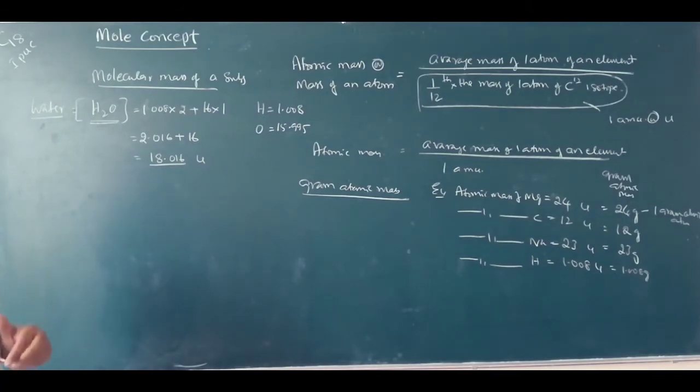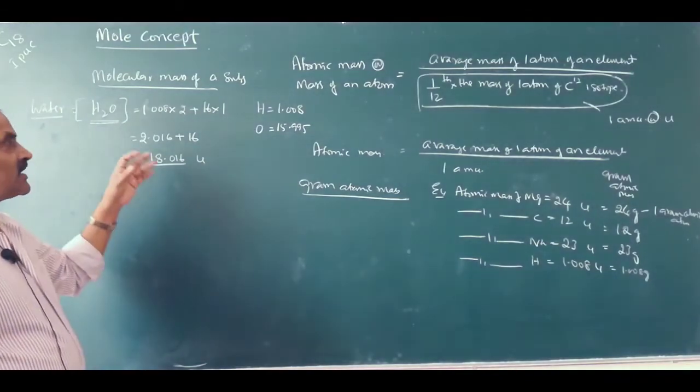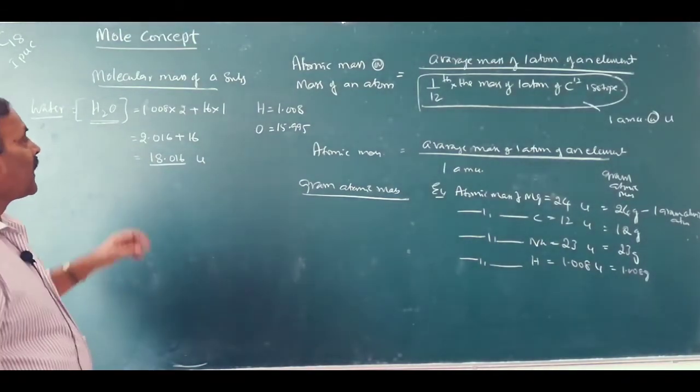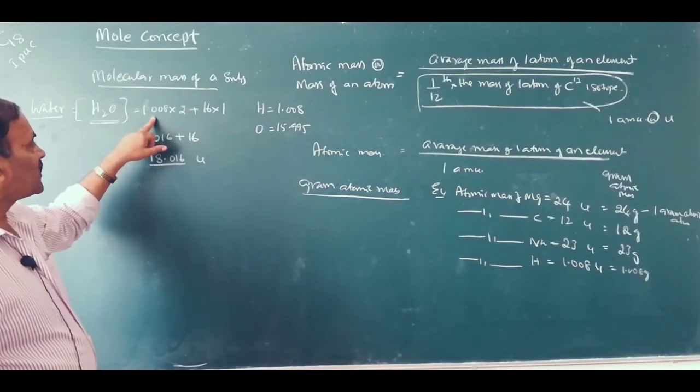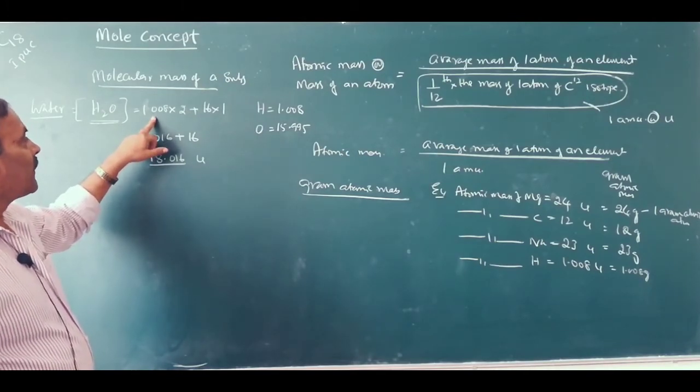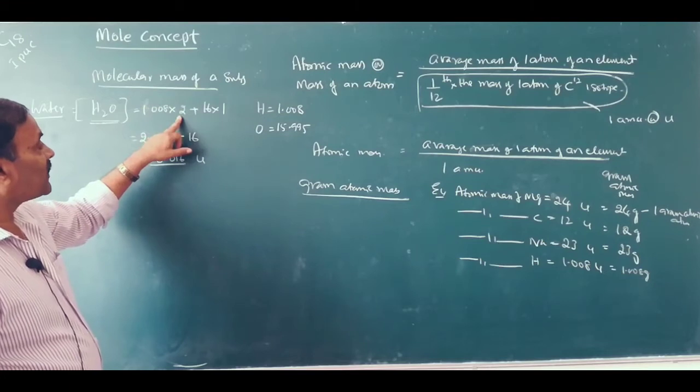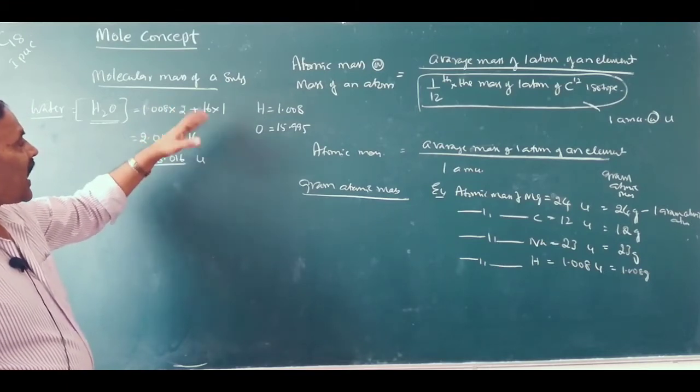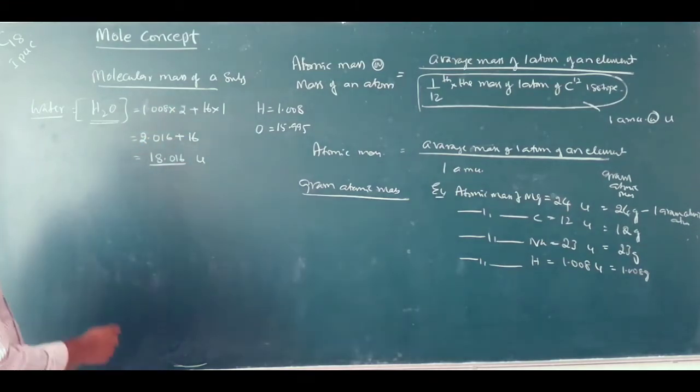And how is it calculated? Molecular mass is calculated by multiplying the atomic masses of each of the elements by the number of atoms of that element and adding them together, and we will get the molecular mass.